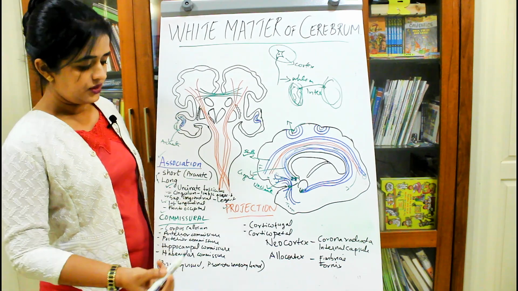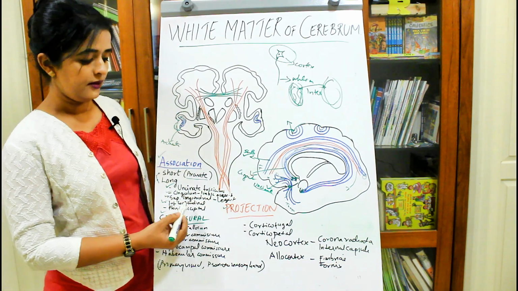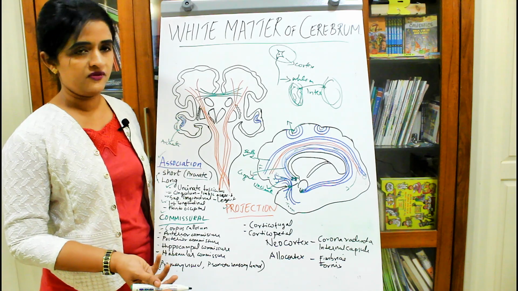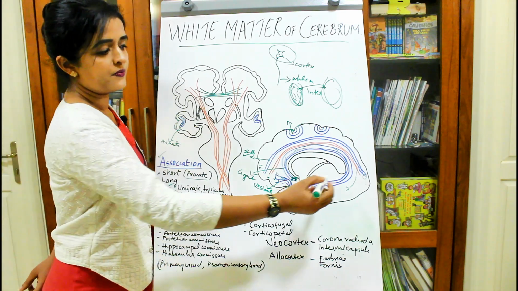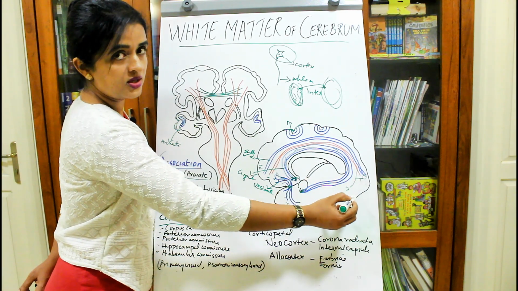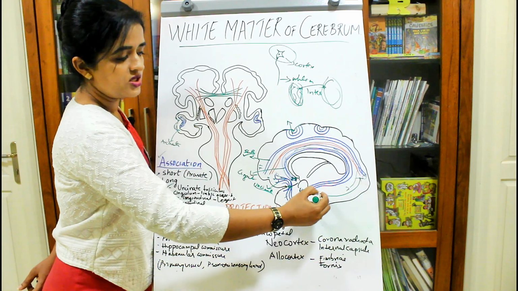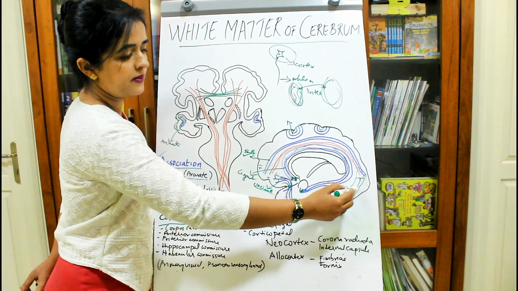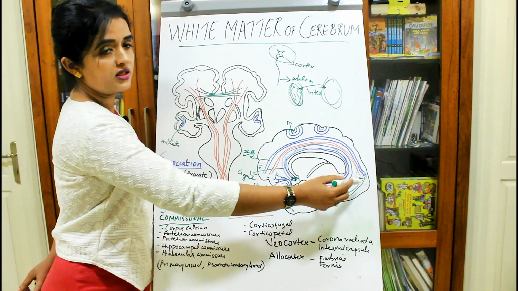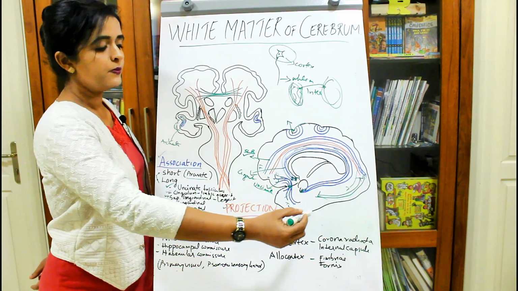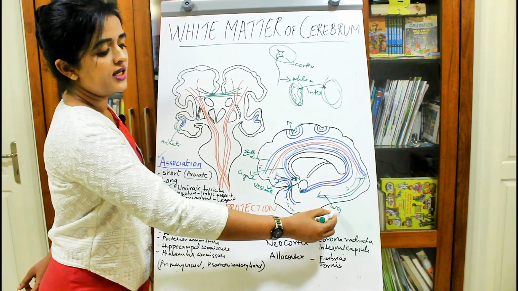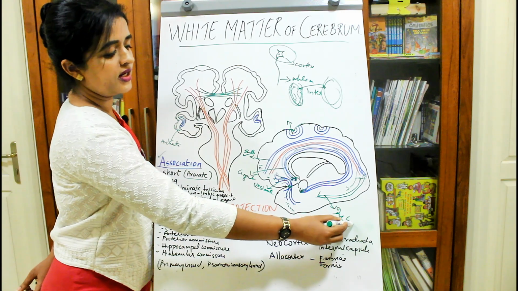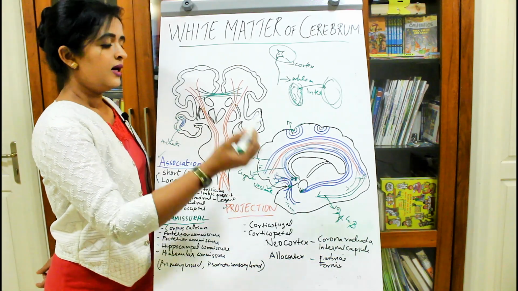The next one is the inferior longitudinal bundle or inferior longitudinal fasciculus. It connects the visual association area with the temporal lobe. So if you have a bundle like this here connecting the occipital lobe and the temporal lobe, this is the inferior longitudinal bundle. Okay.